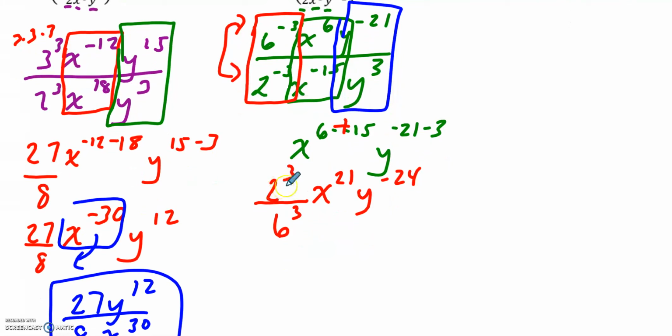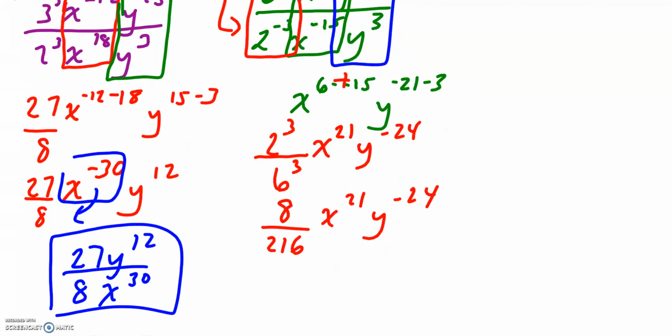So here, if we simplify that, 2 to the third power is 8 again, just like the last example. And 6 to the third is 216. So we have 8 over 216, x to the 21st, y to the negative 24th. So two things. We definitely need to flip this down, but also 8 and 216 definitely have at least a 2 in common, and we could even check for 4. Let's even check an 8. Yes, 216 is divisible by 8.